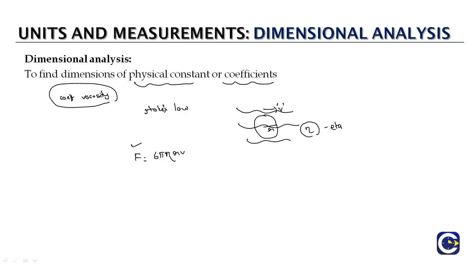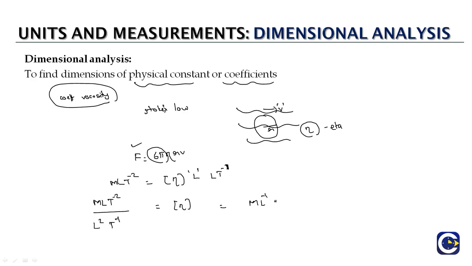So on the LHS we have the dimensions of force, mLt^-2, which is equal to 6 pi, which is dimensionless, times the dimensions of eta, times the dimensions of r, which is length, and velocity, which is Lt^-1. Since we want the dimensions of eta, we bring the other two to the LHS: mLt^-2 divided by L^2 t^-1. So the dimensional formula for eta will be mL^-1 t^-1. This is the dimensional formula for the coefficient of viscosity eta.